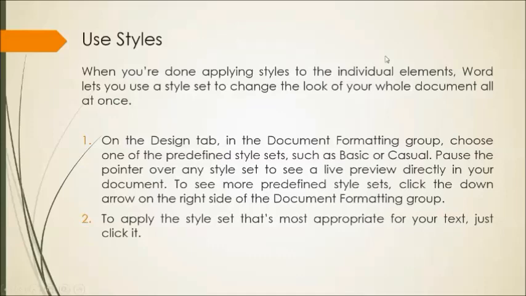When you're done applying styles to the individual elements, Word lets you use a style set to change the look of your document all at once. On the Design tab in the Document Formatting group, choose one of the predefined style sets such as Basic or Casual. Pause the pointer over any style set to see a live preview directly in your document. To see more predefined style sets, click the down arrow on the right side of the Document Formatting group. To apply the style set that's most appropriate for your text, just click it.